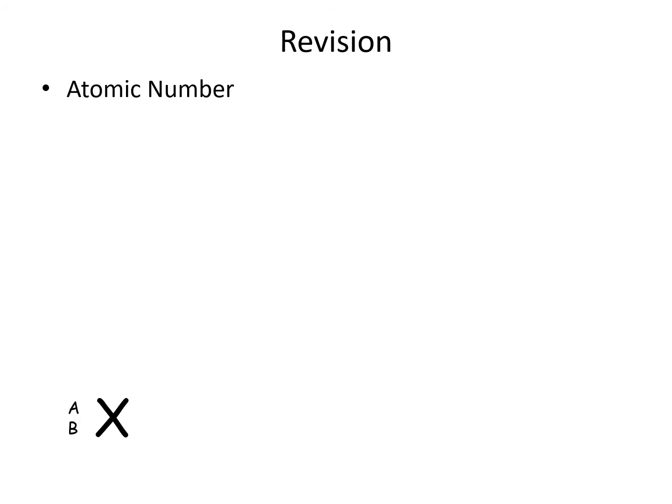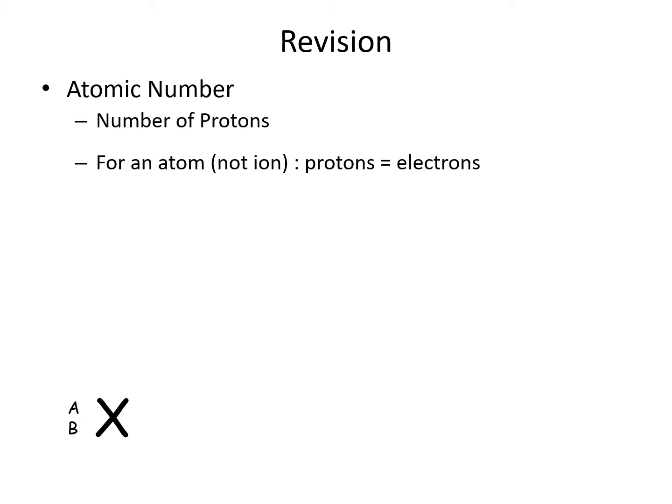Your atomic number is always going to be equal to your number of protons. In your nuclear notation, your atomic number is always the one down the bottom left. Remember, for an atom, not an ion, where you can gain or lose electrons, the number of protons is also equal to the number of electrons.